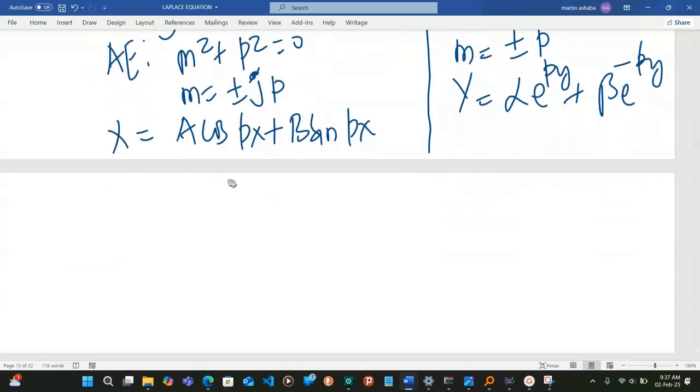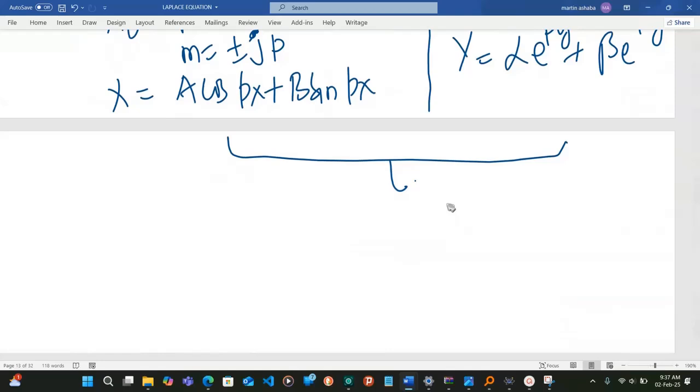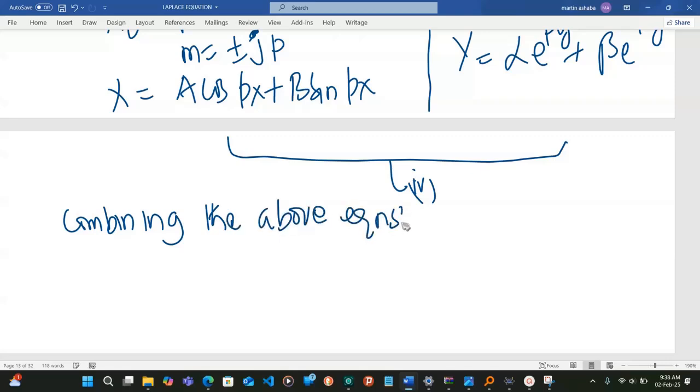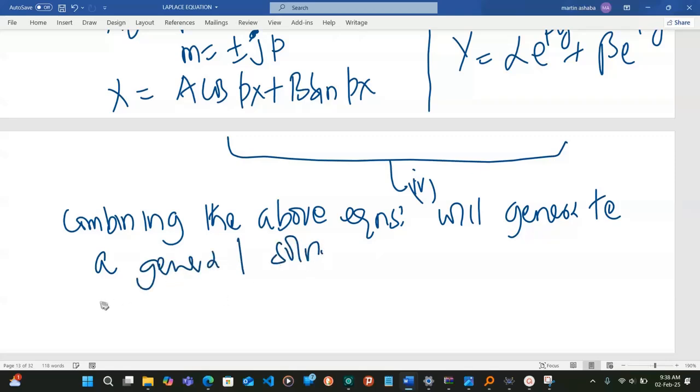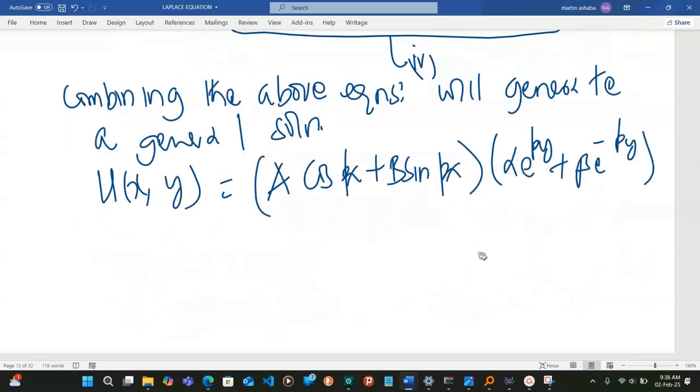So if I consider all this to be equation 3, I will call this equation 4. So that means combining the above equations will generate a general solution, which is u(x,y) is equal to a cos px plus b sin px multiplied by alpha exponential py plus beta exponential negative py. So that is the term that we have now.